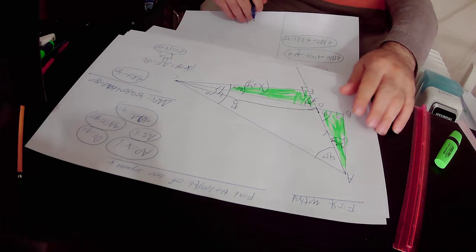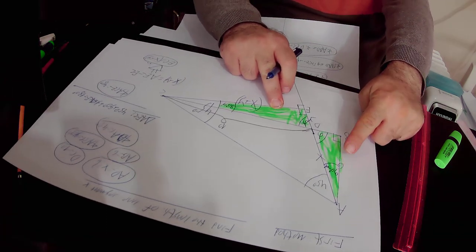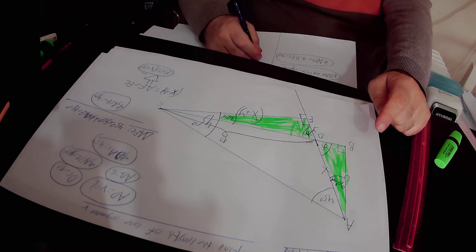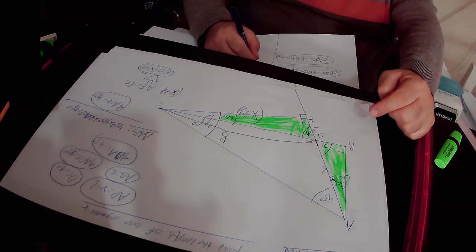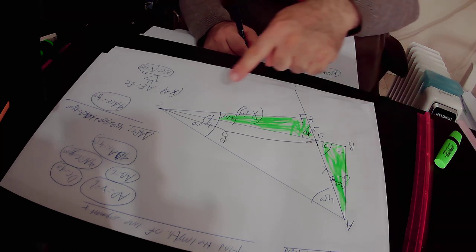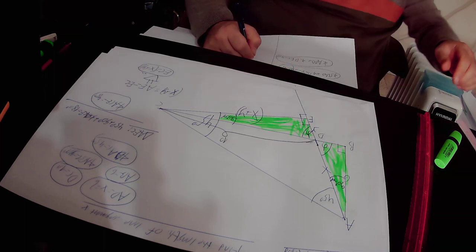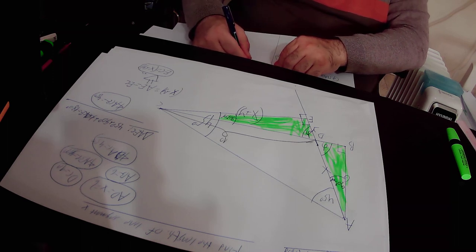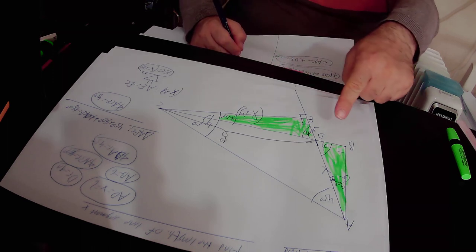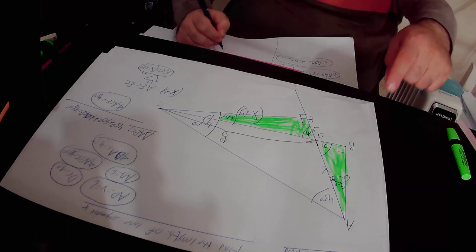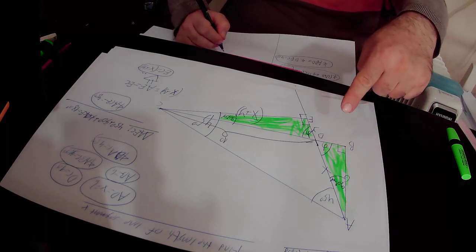And from the fact that those two triangles are similar to each other, we will conclude that the following relationship exists between their sides. We will conclude that AB over EC is equal to BD over DE. It is equal to AD over DE.